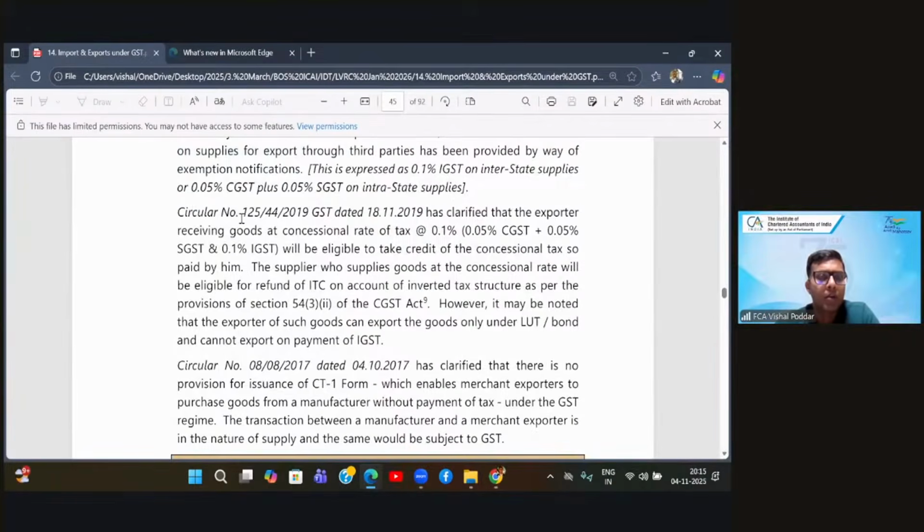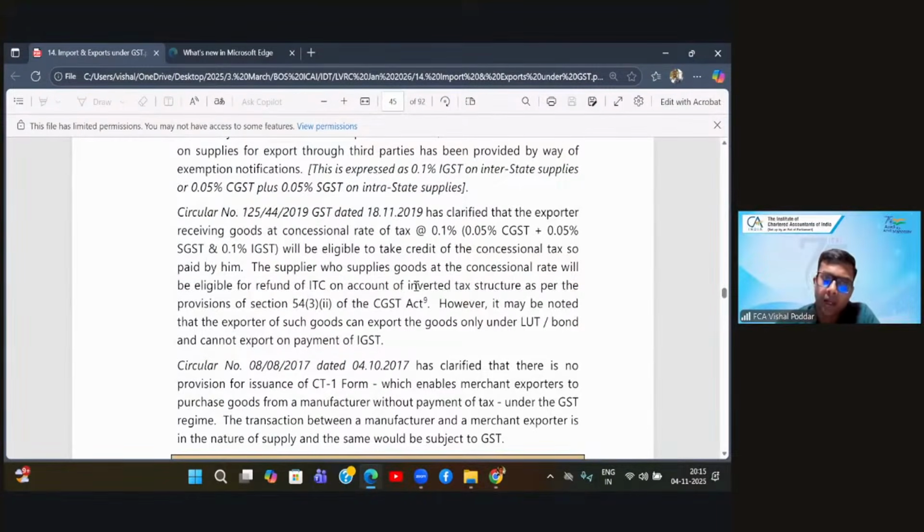Importantly, Circular number 125, which is the master circular for refund, has clarified that the exporter who is receiving the goods at this concession rate of 0.1% will be eligible to take the refund of this concession rate. So I can take the rate of 0.1%, which will eventually get refunded to me. Further, you, the supplier who has supplied at this concession rate, will be eligible for refund of ITC.